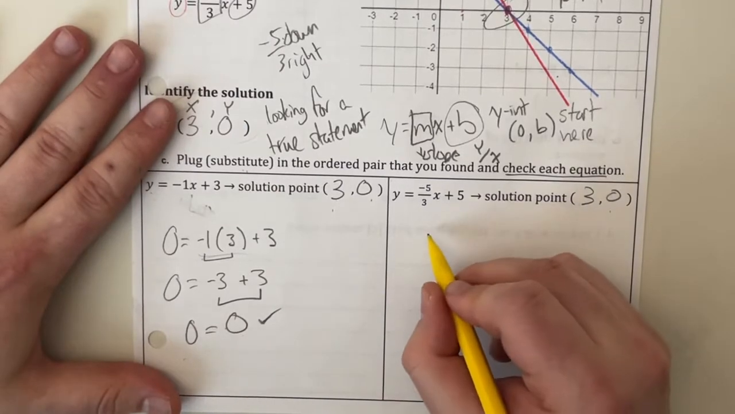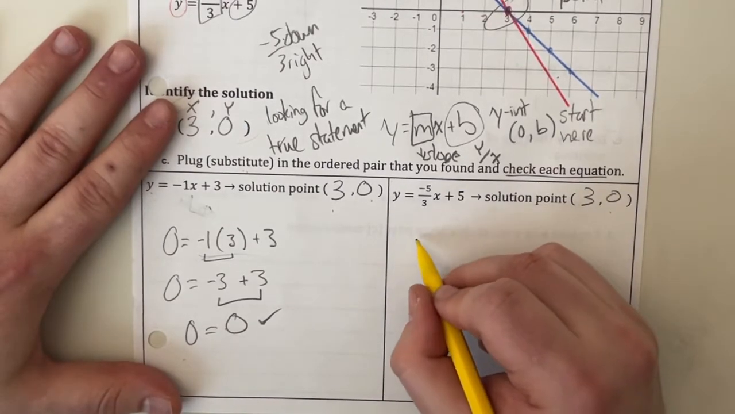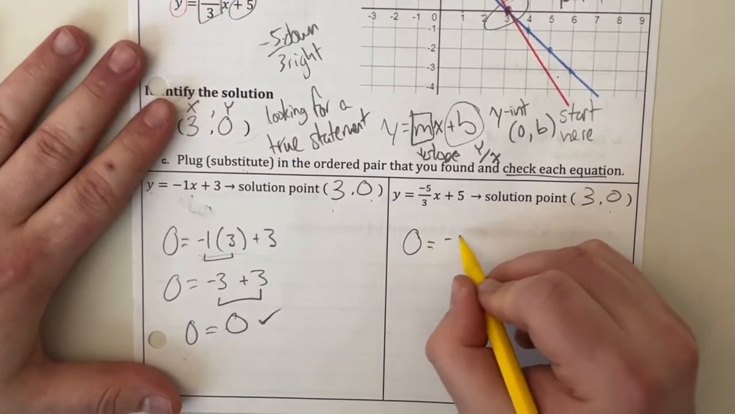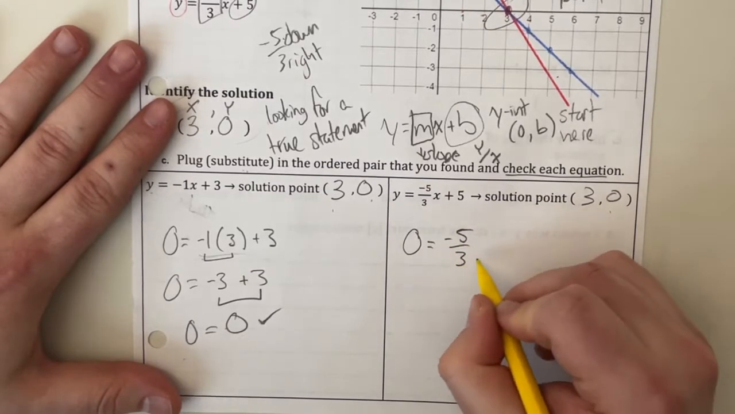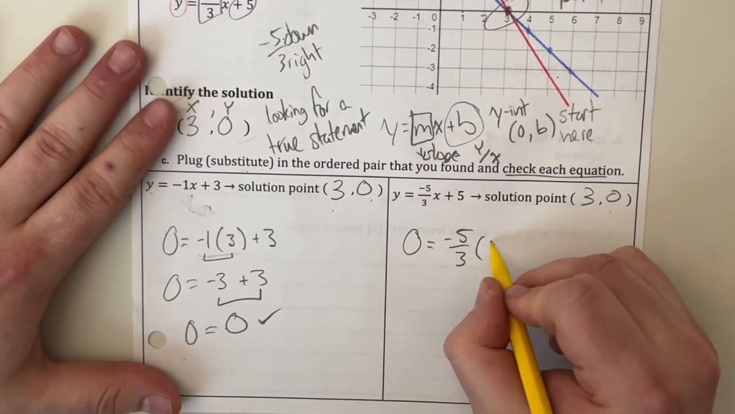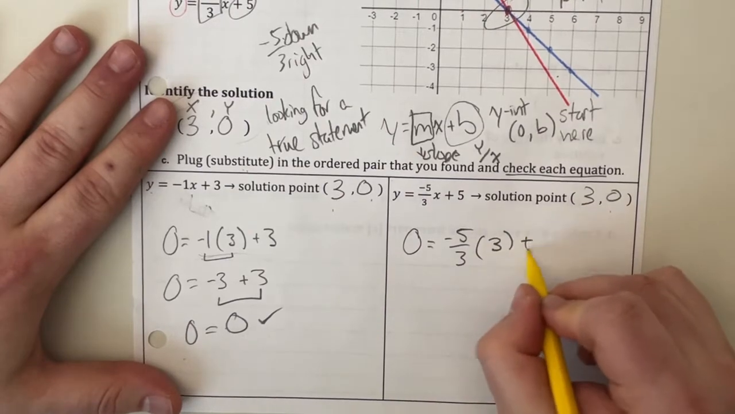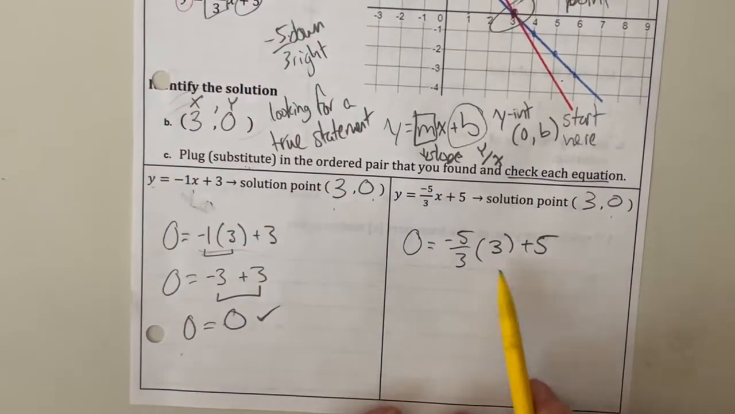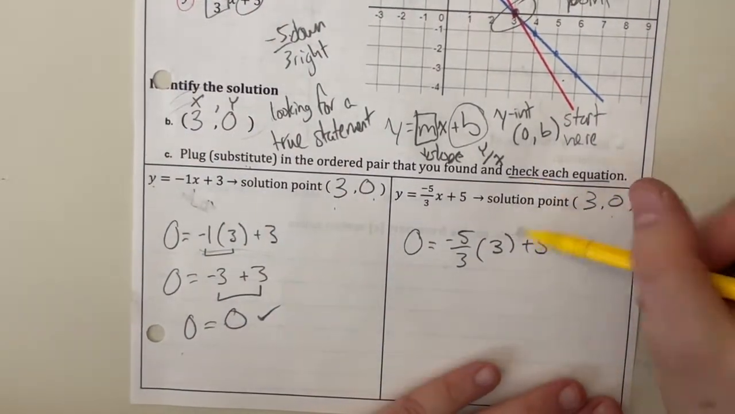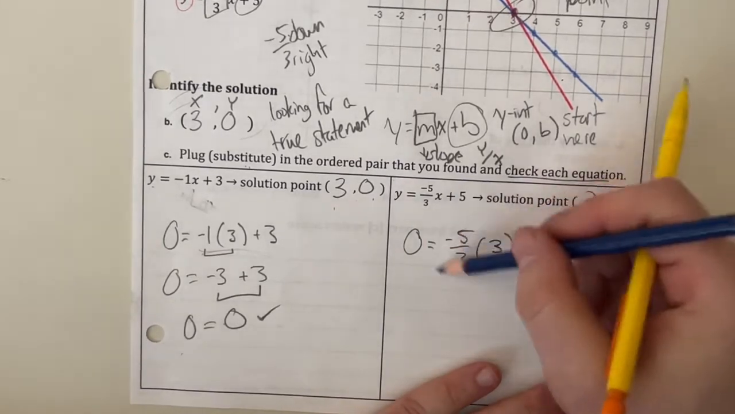Same idea for your next equation. When y equals 0, this equation should have x equals 3. Now a lot of people are getting stuck on this part. Again, let me actually circle this a little bit.